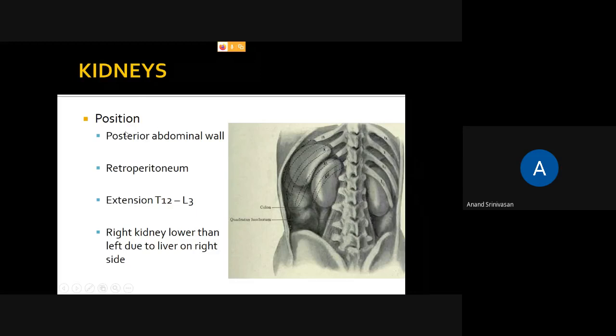The kidneys are located in the posterior abdominal wall, in the posterior part of the abdomen, and they are situated behind the peritoneum. That's why they are called retroperitoneal structures. Retro means behind the peritoneum.